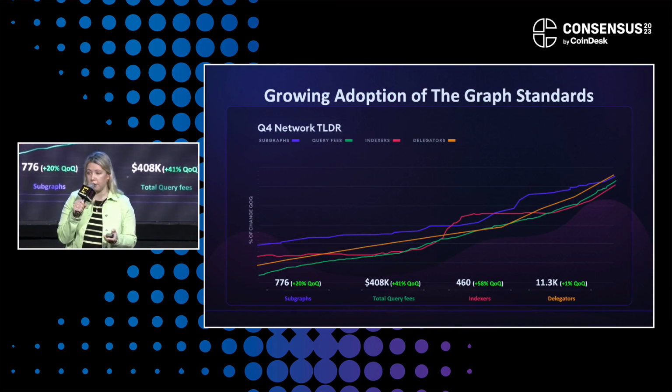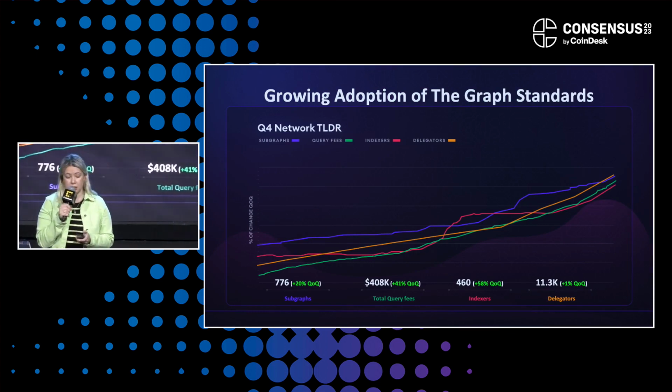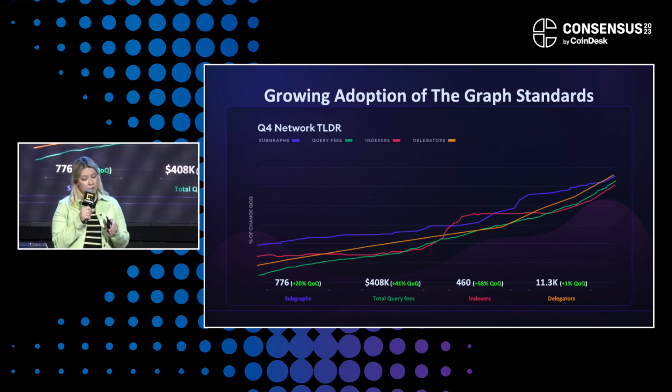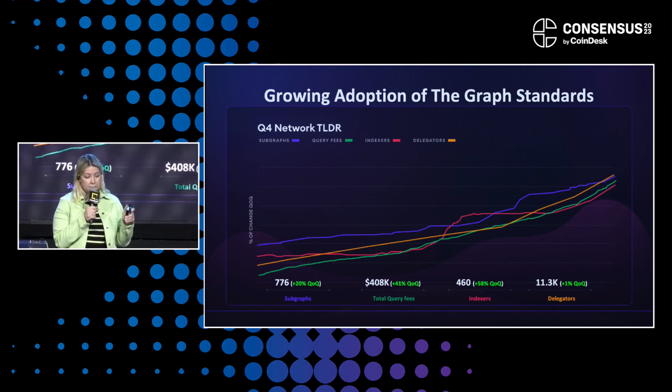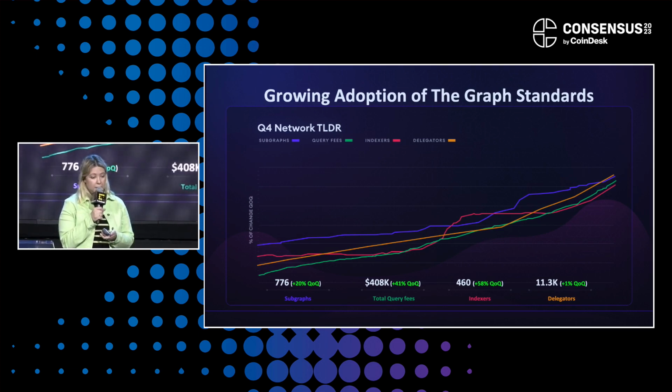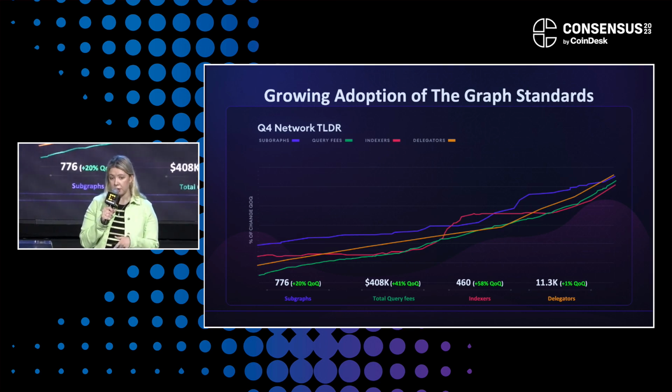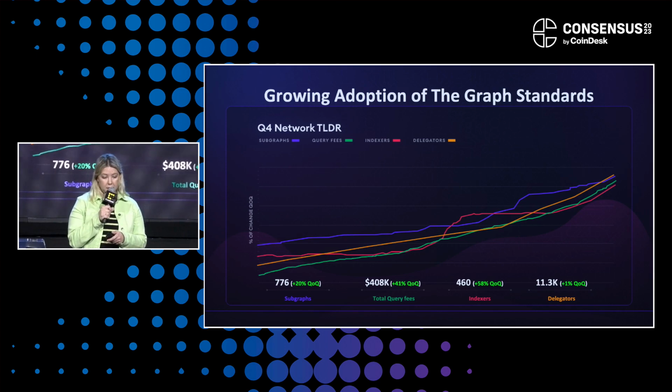So here's just a view of how we're seeing the adoption of our standards. This is the network, so not the hosted service. But we're seeing really consistent growth quarter over quarter. We've got one of our core developer teams, Edge and Node, that's really focused on the migration effort. So we're helping teams migrate by holding their hand through the process, educating them, and also providing migration grants for any dApps that are looking to migrate their subgraph from the hosted service to the network.